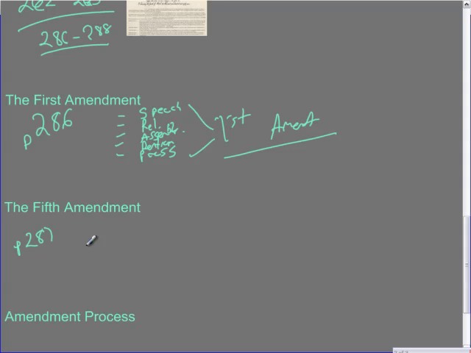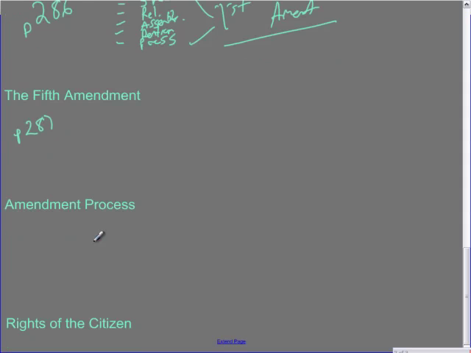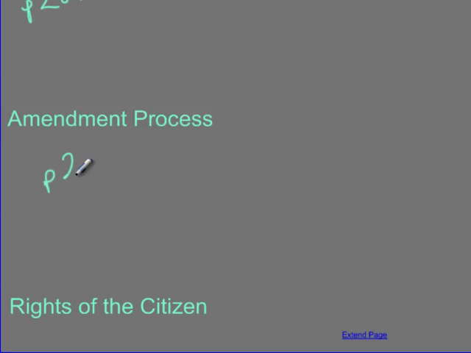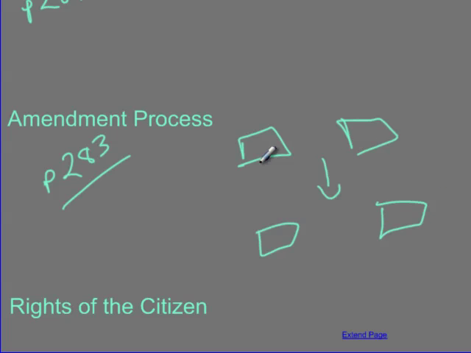And then how do we make sure that this document can survive the test of time? That's what we look at when we look at the amendment process. How does it change and flow with how the United States changes? This is going to be found on page 283, and there's a really nice chart, kind of like a flow chart. It's got little boxes and arrows, and it explains the 2/3 majority and how amendments are passed.